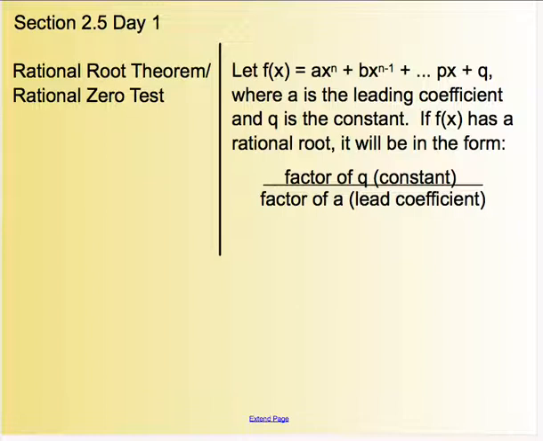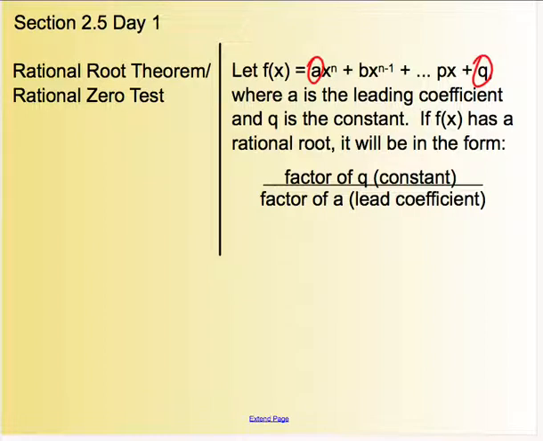So let f of x be a function, a polynomial function. So notice how all of these x's are to some power. The power is not x. All the way down to q, which is our constant. Notice q is not being multiplied by an x. So a is the leading coefficient, and q is the constant.